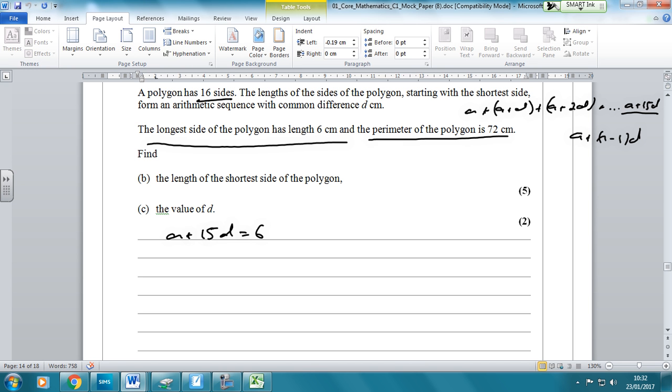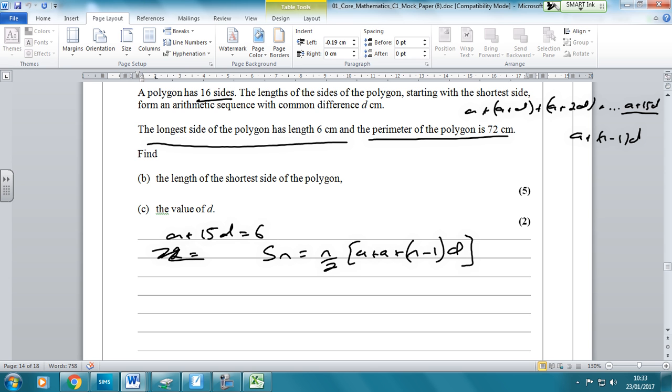And we know the perimeter is 72. So that's all of them added together makes 72. So we know that the sum of the series, 72, equals n over 2. In fact, if we write that out differently, Sn equals n over 2, 2a plus n minus 1 d. Now sometimes it's useful to write this out as, instead of 2a, a plus a, and it will be in this case.